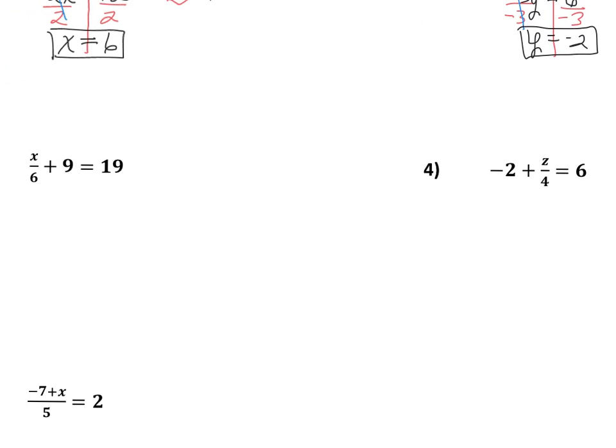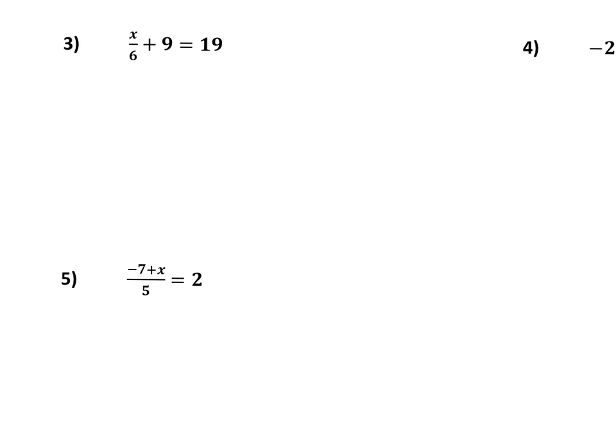Moving on to example 3. So example 3 is a little different. Looks a little different. It's got a fraction in it. Don't let that bother you. We're still going to draw our line. We're still going to circle the entire variable term, which means we need to get rid of this positive 9. So the opposite of adding 9 is to subtract 9. So we're going to do that from both sides. The 9's cancel. We're going to bring down the x over 6, and then 19 minus 9 is 10.